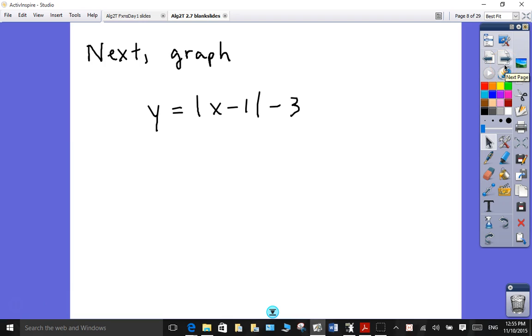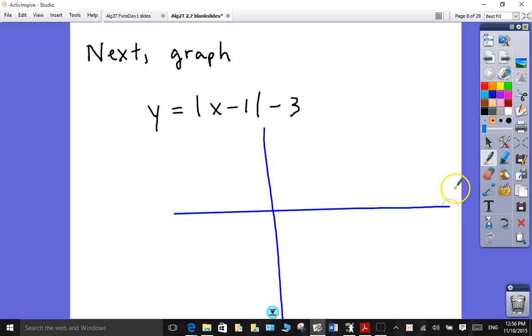Okay, so now, what if you have more than one shift? By what we've already learned, what's that minus 1 going to do to the graph? One to the right and 3 down. So if you're sketching this, all you have to do is go 1 to the right, 3 down, right? That's the vertex. We know that it's a V, and on one side of the V, it's a slope of -1. On the other side, it's a slope of 1. So I can sketch the sides of the V like this.